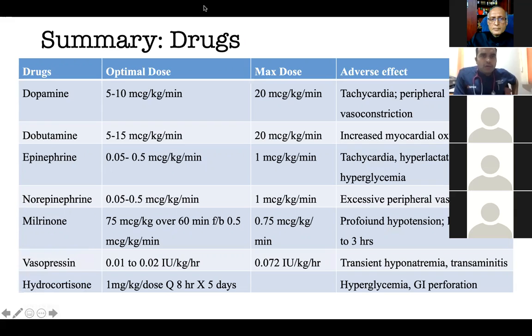Mujib, what is the predominant action of dopamine? Dr. Mujib, are you there?